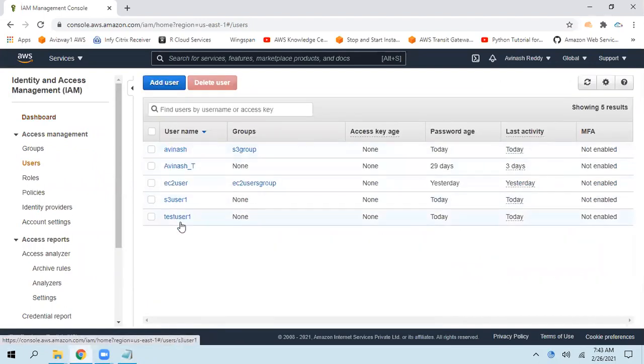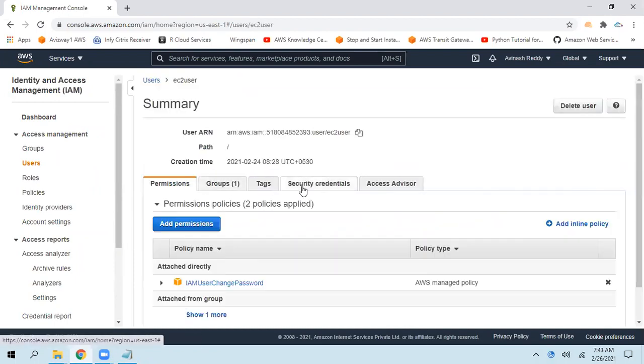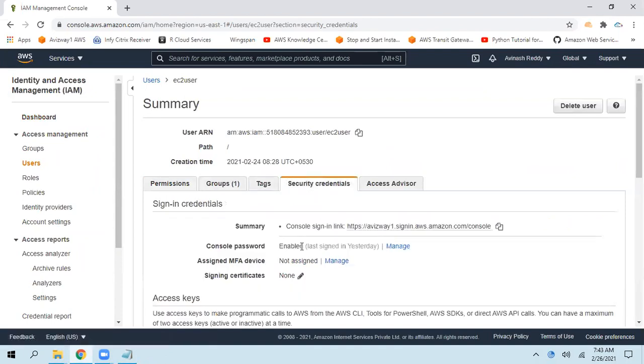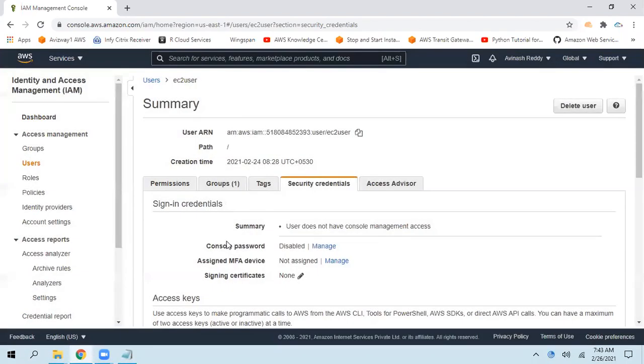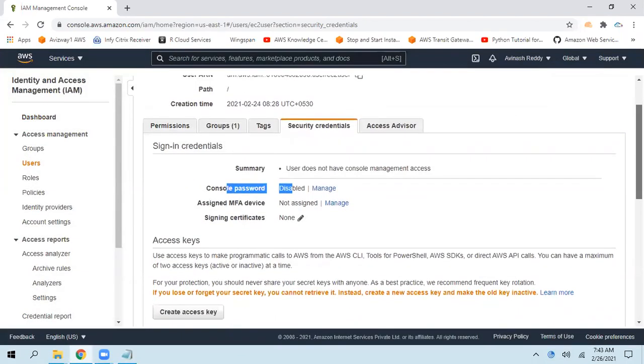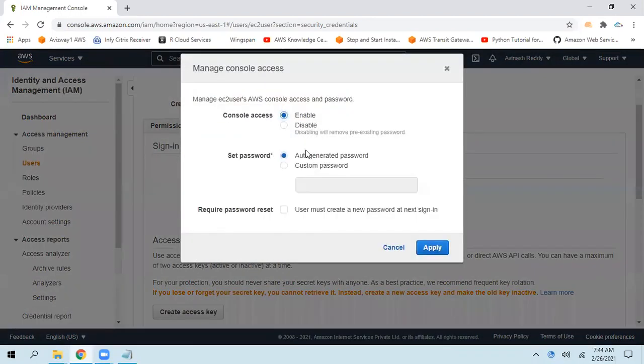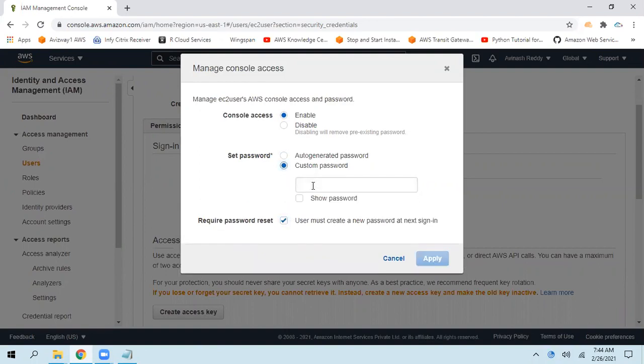While creating an IAM user, we are setting one thing: when the user logs in for the first time, they need to create a new password. Or else, if you want to temporarily disable a user, go to that user's security credentials, where the console password is enabled, and you can disable it. Now this user is disabled and cannot log into the AWS account. Later, if you want to enable it, click on manage, enable. You can go with an auto generated password or a custom password. I'm going with the custom password.